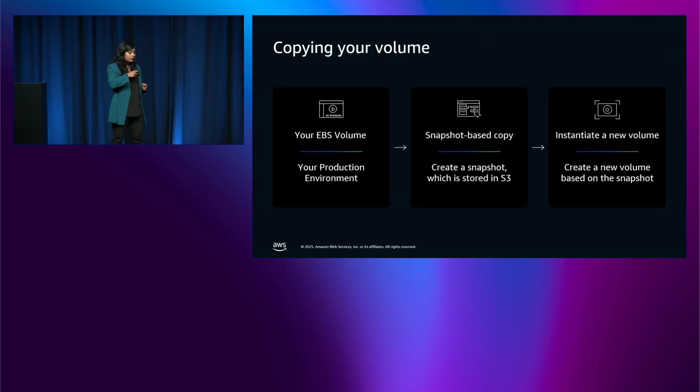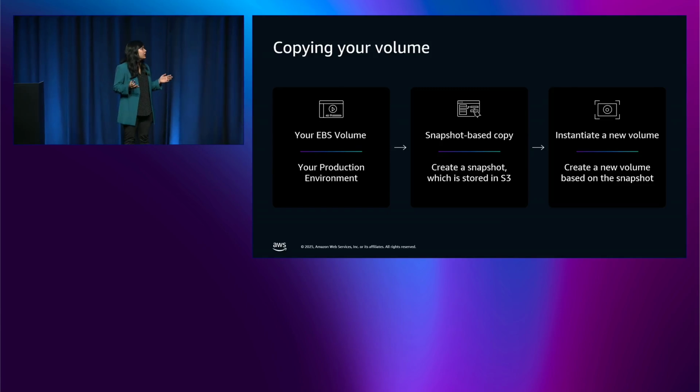Now, similar to the primary environment, I wanted to touch base on how you even make a copy of your volume. How do you create a secondary environment without interrupting your primary production live environment? There are two methods to do so. One is snapshot. A snapshot is a point-in-time copy of your volume. You take a snapshot, and then you can hydrate or restore your volume from the snapshot that you have taken.